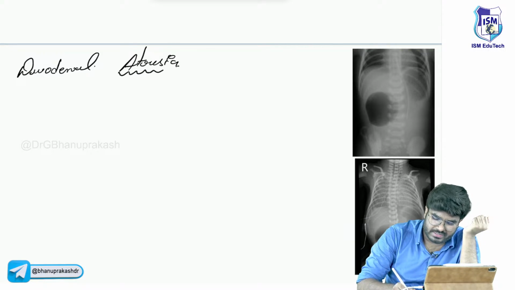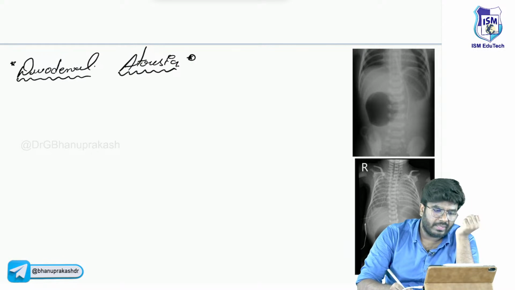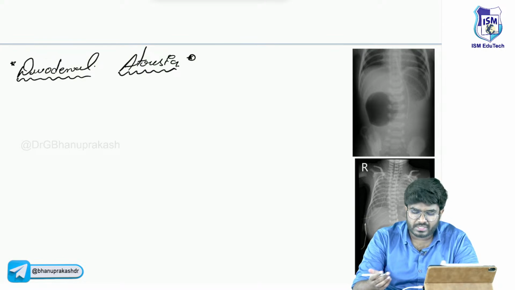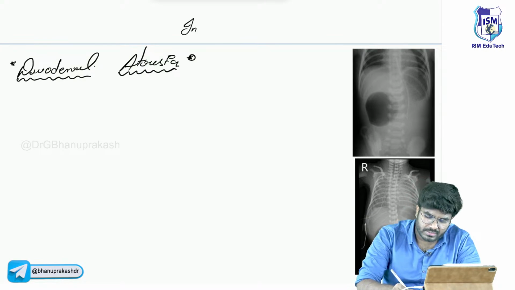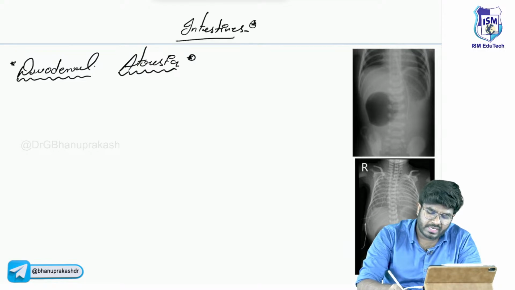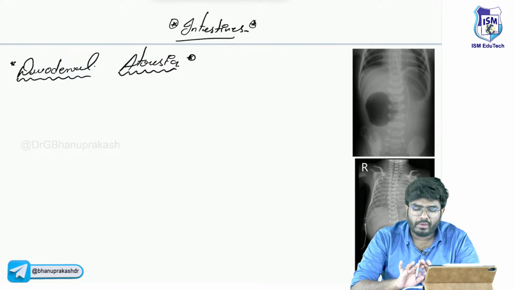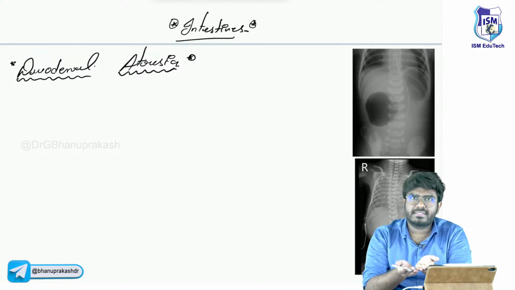Those babies who have duodenal atresia are born with this. These are congenital anomalies, and I have started the topic of the intestines. First I am talking about the congenital anomalies. By birth, the duodenum has undergone atresia. It's totally a blind sac now. Atresia, closed, like a blind sac.